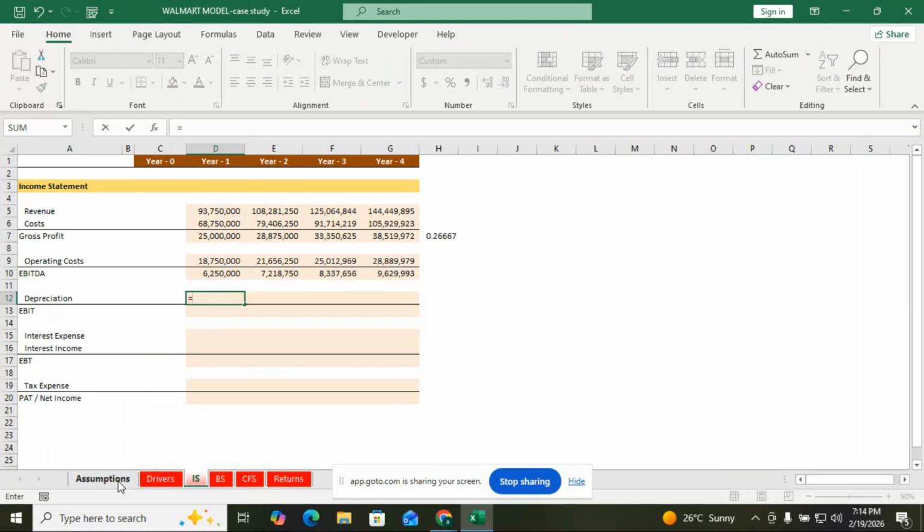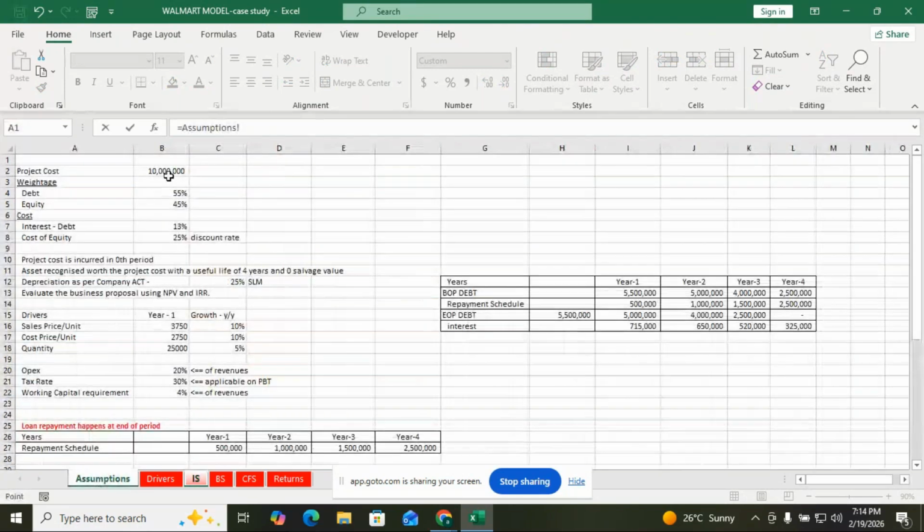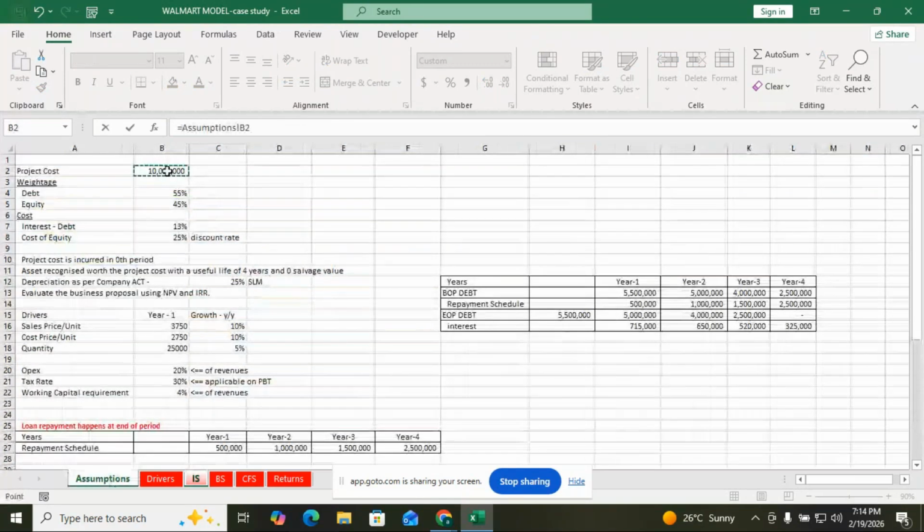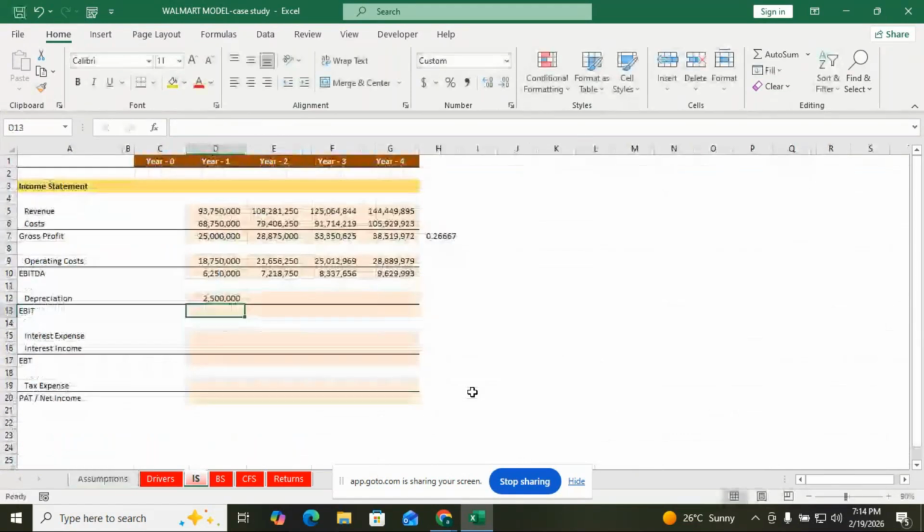So here, if you do it like this, into 25% here, you can work like this. I'll repeat again: equals to, go to your assumption sheet, 100 lakhs into 25% of your depreciation, and press enter. It will give the depreciation for year 1.